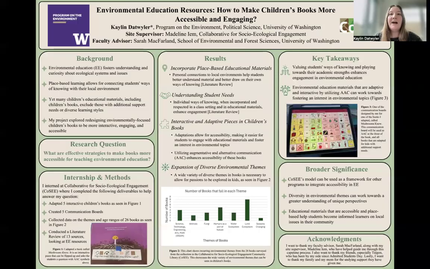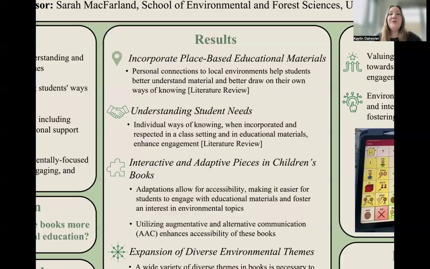In my results, I found 4 different strategies that should be used or taken into consideration when making books more accessible for teaching environmental education. First, there needs to be an integration of place-based topics into educational materials. In my literature review, all 13 sources stress the importance of utilizing place-based learning, as it allows students to grasp the material more easily due to it being relevant and familiar to them, as it is their local environment. Students will be able to engage better with the material and apply their own ways of knowing, as this follows their community that they are familiar with.